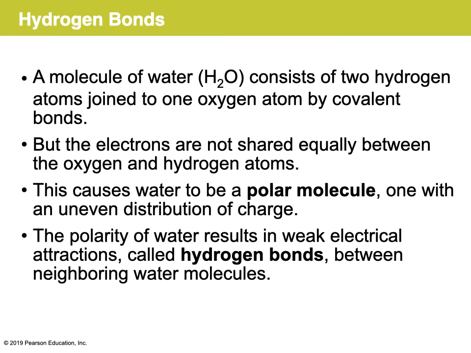Now, a molecule of water, as you saw in that animation, consists of 2 hydrogen atoms joined to 1 oxygen atom by covalent bonds. But the electrons are not shared equally between the oxygen and hydrogen atoms, right? Maybe as a kid you were supposed to share a toy with a sibling, and one sibling got a little bit more sharing time than the other. It's kind of like that. Water is what's called a polar molecule.